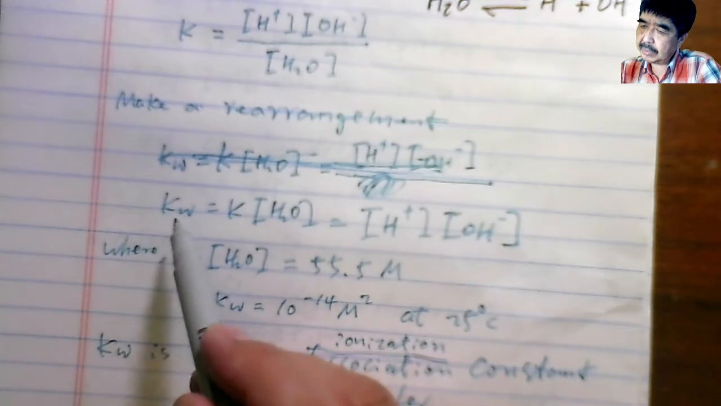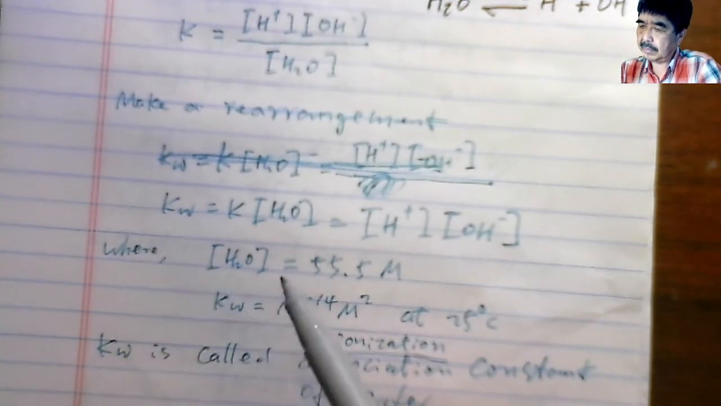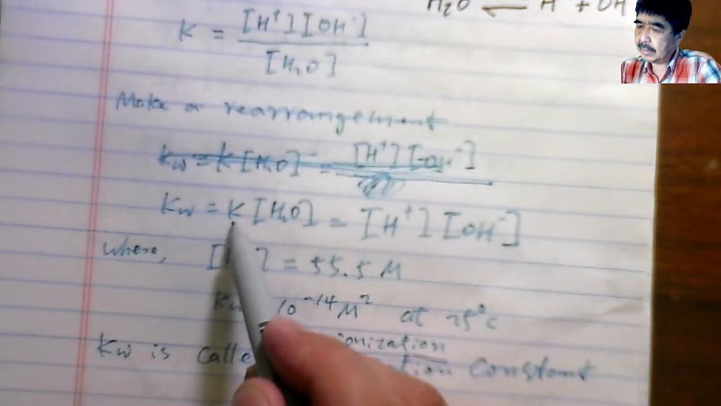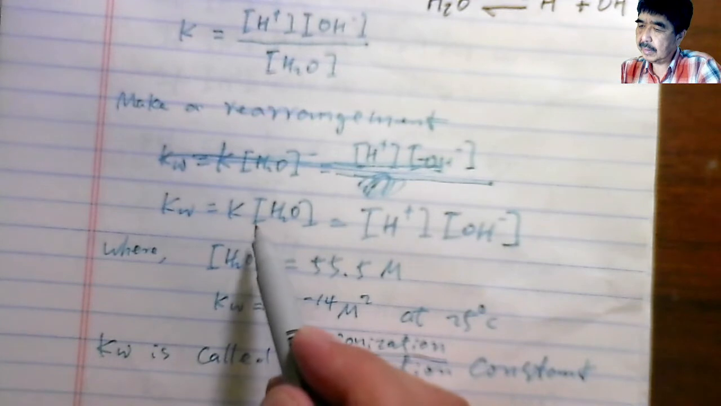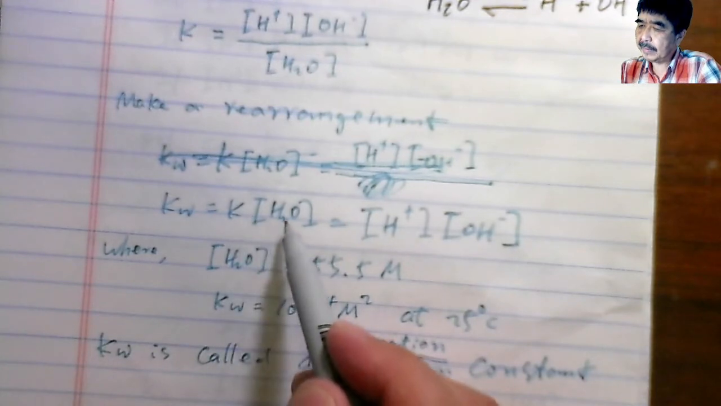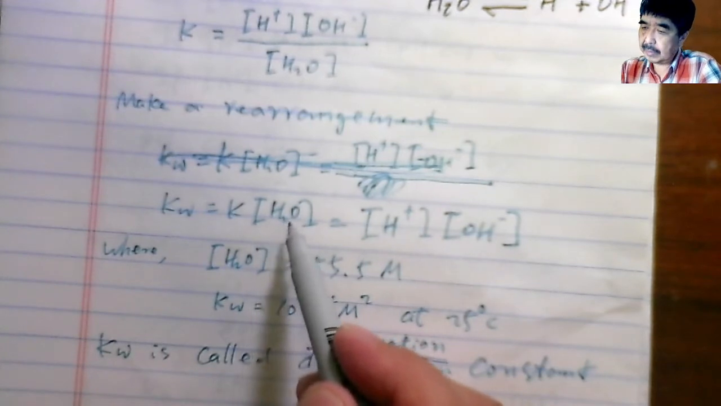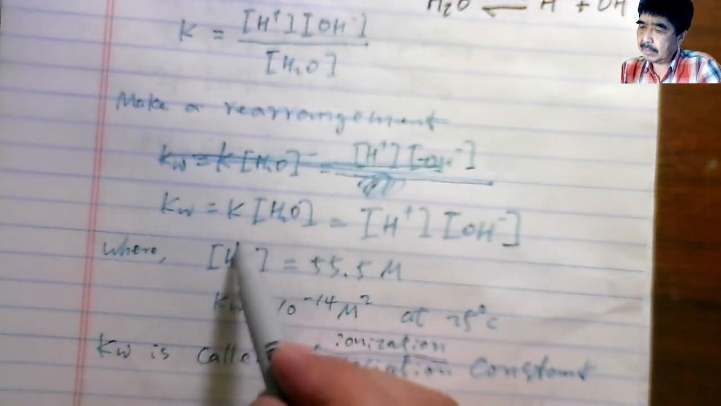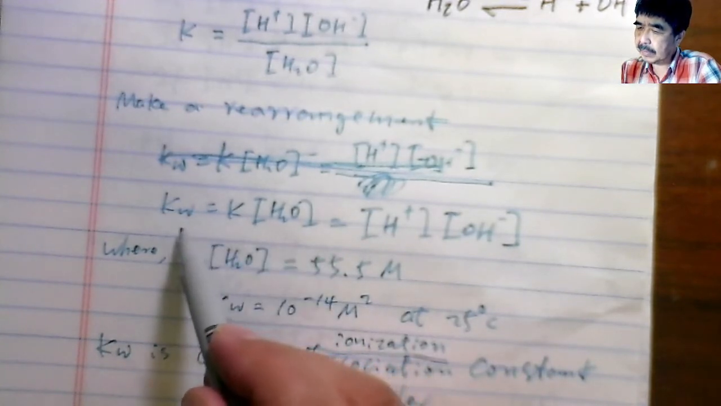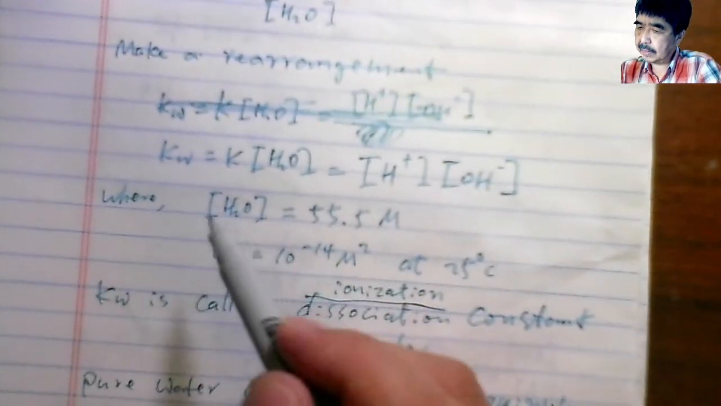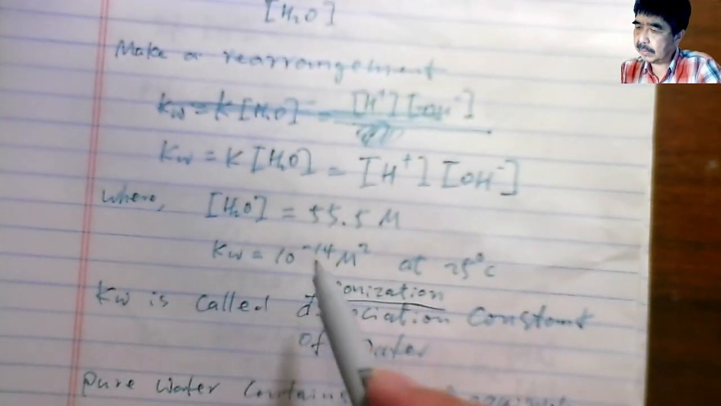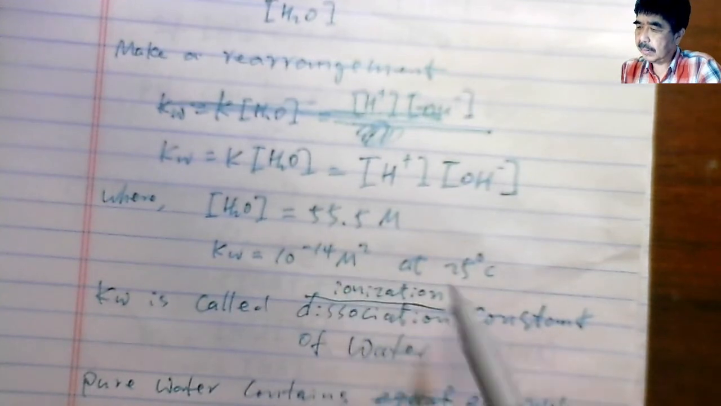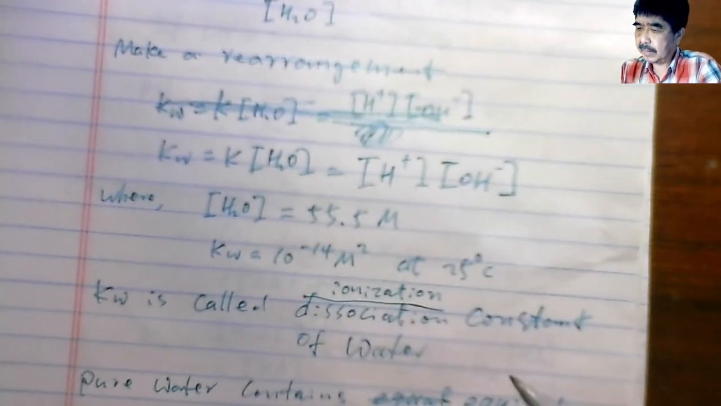the water dissociation constant Kw. Kw equals K, the equilibrium constant, multiplied by the water concentration. The water concentration here is constant. It's 55.5 molar, and so after calculation, we get Kw equal to 10 to the minus 14 molar squared at 25 degrees.